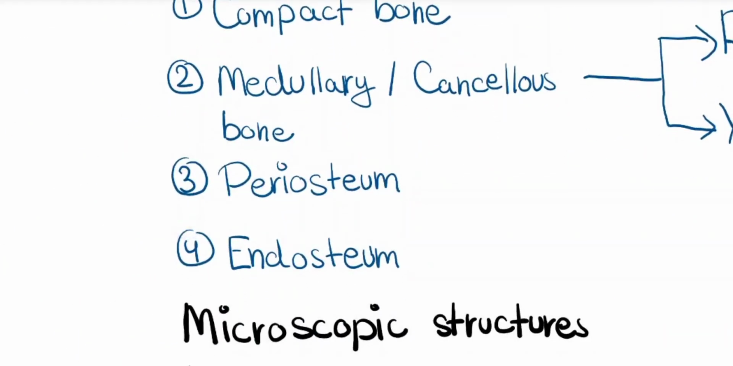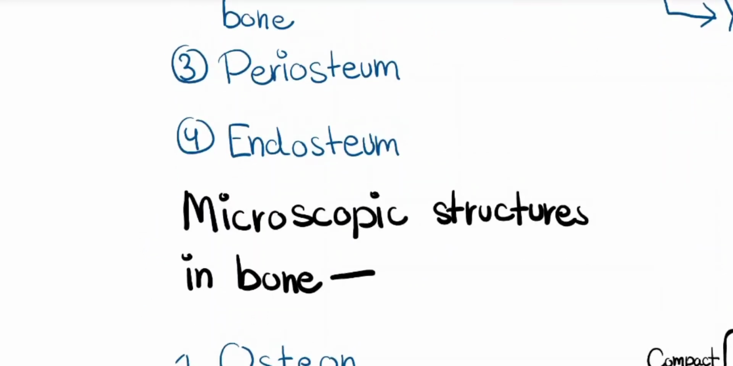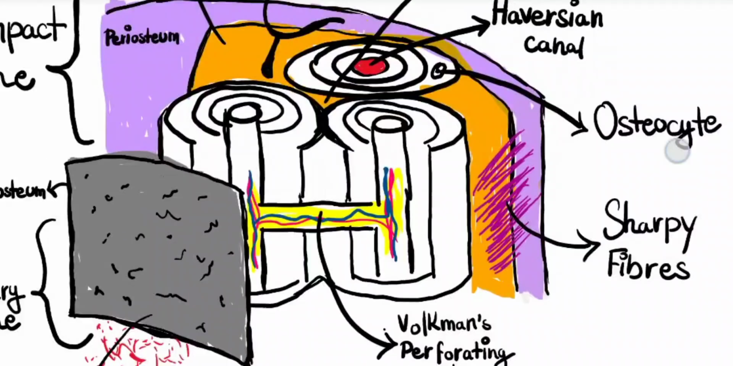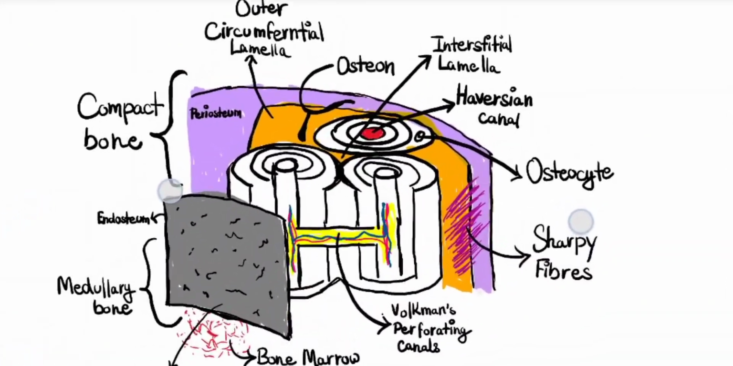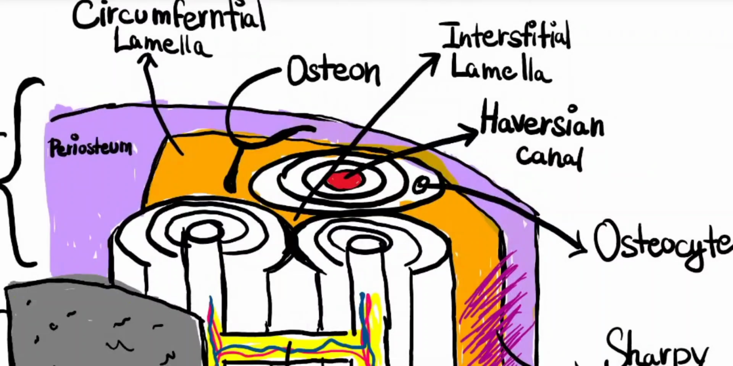Periosteum. Periosteum is the outer covering of bone and endosteum is the inner covering of bone. Coming to the microscopic structures of bone. The newly laid bone is called osteon. In an osteon, the middle portion is the Haversian canal. The osteon also has entrapped osteoblast cells called osteocyte.